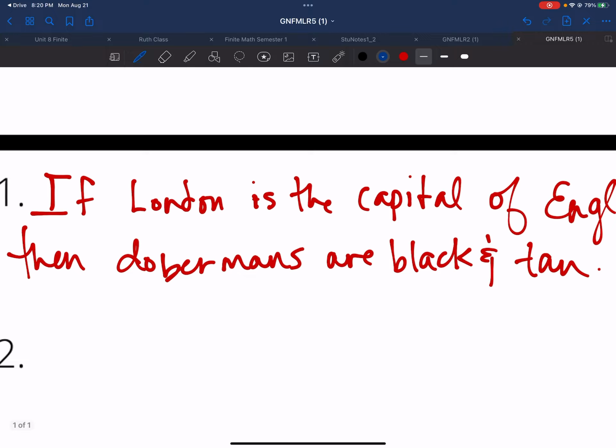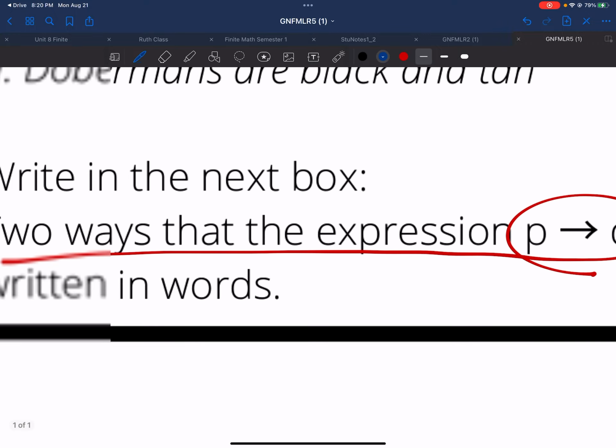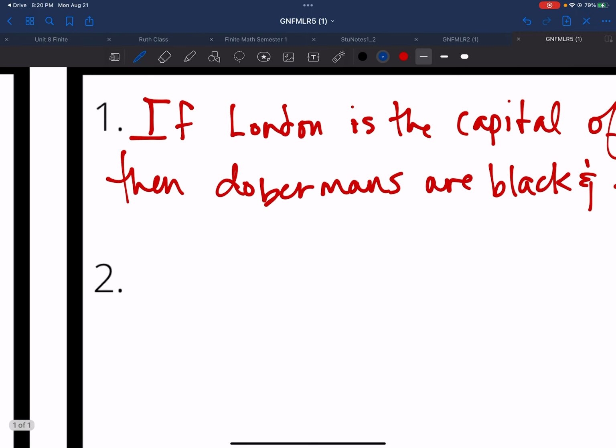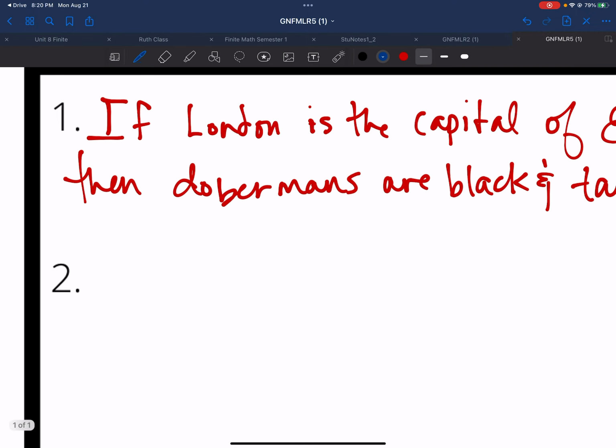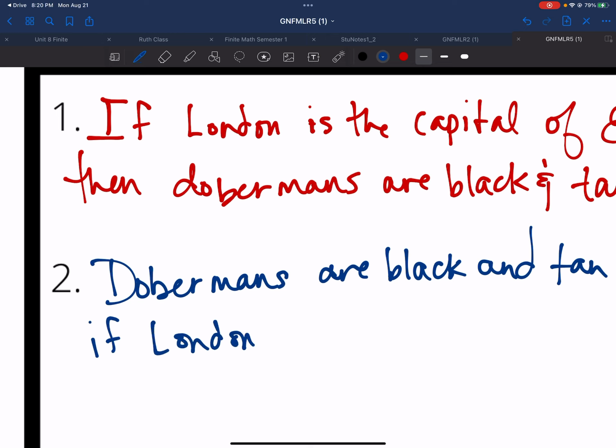So we would take our then statement and put it at the beginning. So that would be the part 2 here. And again, pause and see if you can figure this out before we write this in here. And then when you want to check your answer, go ahead and unpause. So in this case, I would say Dobermans are black and tan if London is the capital of England.